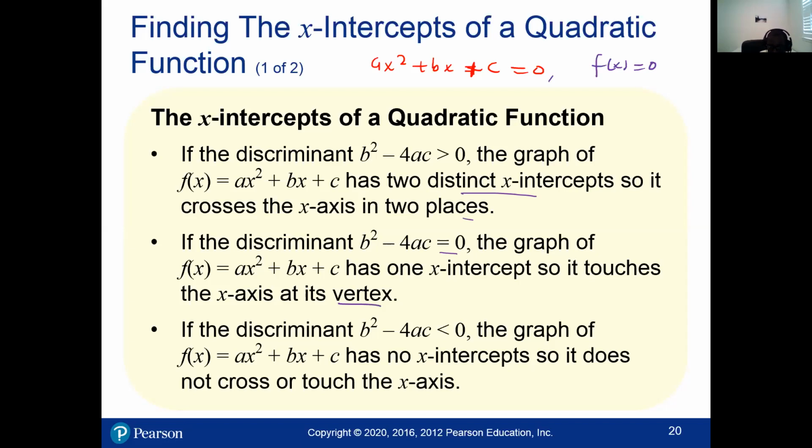Now, if it is negative, then it has no x-intercepts. That means it doesn't cross or touch the x-axis. Because if the value under the radical sign is negative, it has no real solution. And that means it doesn't touch it, depending on a shift up or down, depending on the value of k. All right, so this is what's happening.